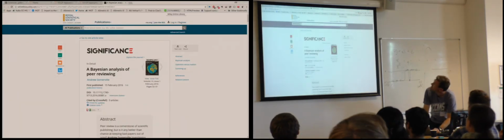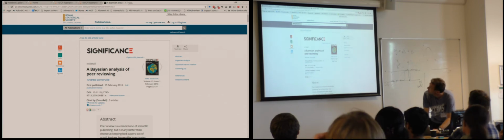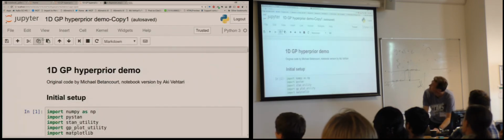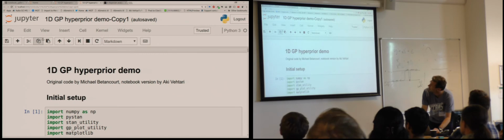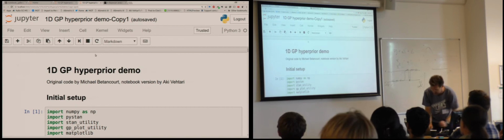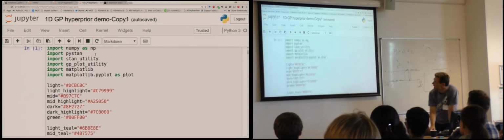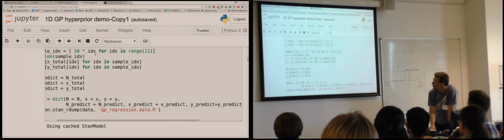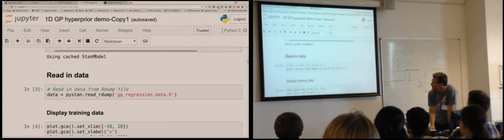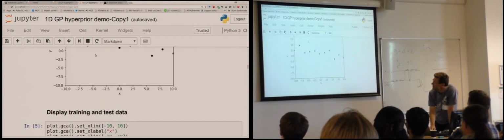There is now a notebook. So there's the same demo I showed you with Stan, also with GPy.